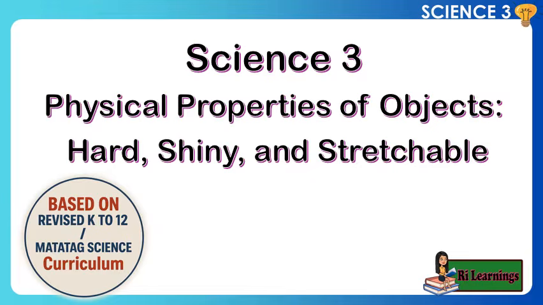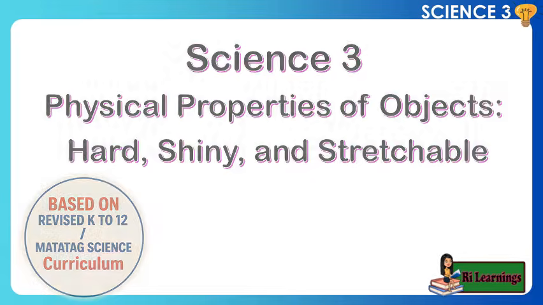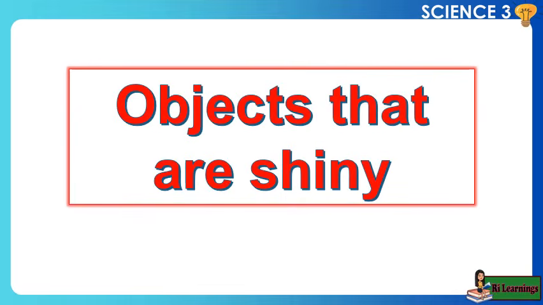Science 3. Physical properties of objects: hard, shiny, and stretchable. Objects that are shiny.